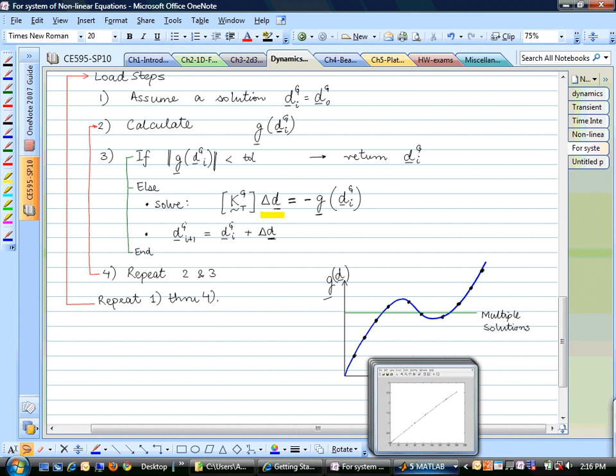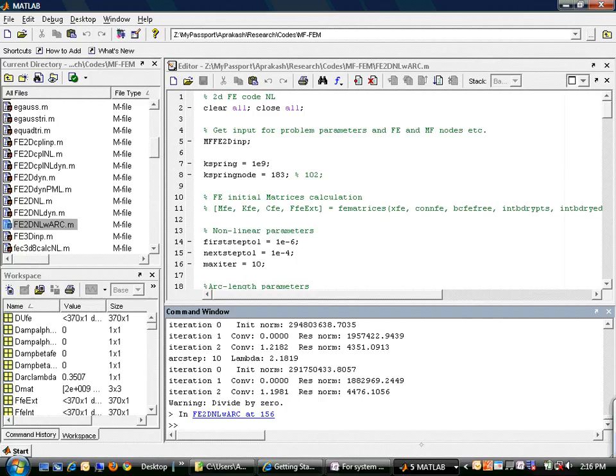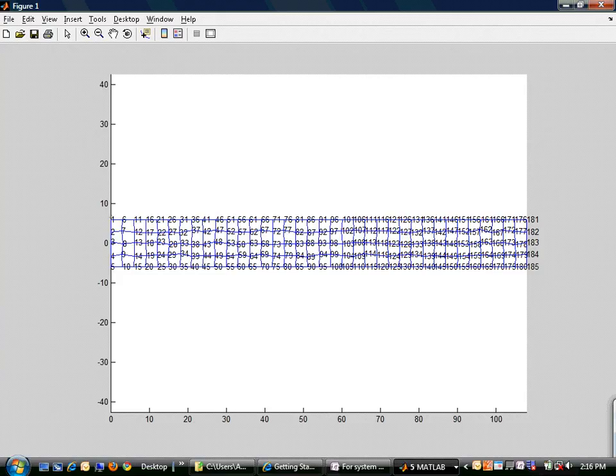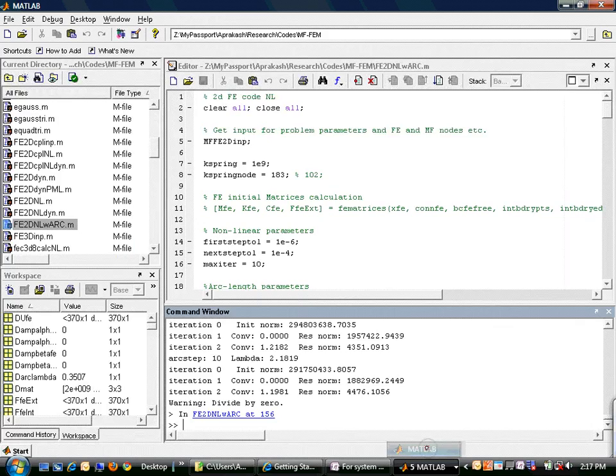So just to give you an example of this type of problem, let me pull up something from one of my codes. This problem is a cantilever beam. It is fixed on the left end, but it is not fixed completely. It has a soft spring sitting here, and what I'm doing on the right end is applying a moment. So as I increase the moment, this thing will twist back on itself, and it will show you the nonlinear snap behavior. So let's see if we can run this.